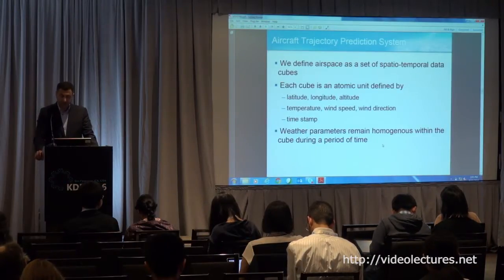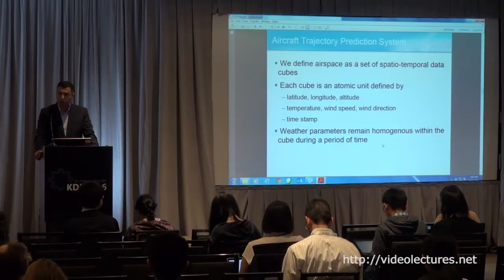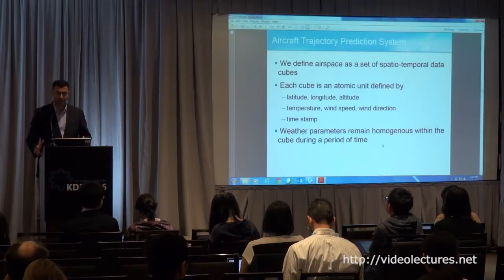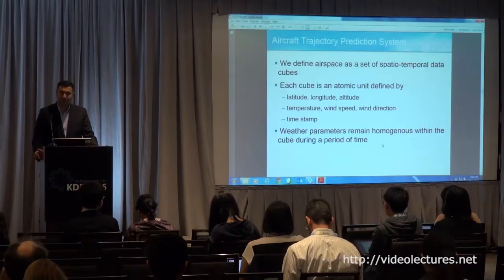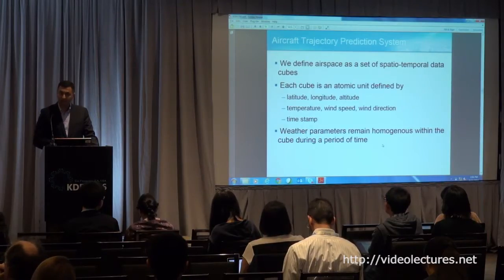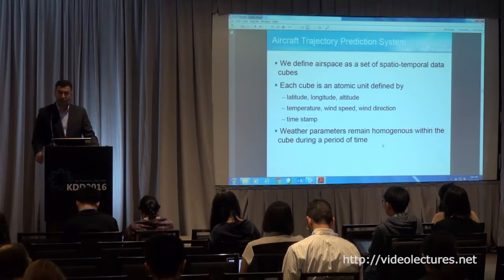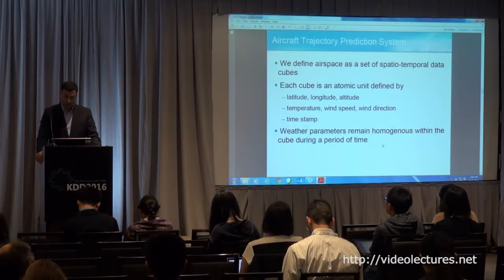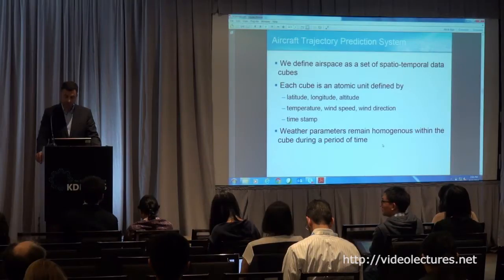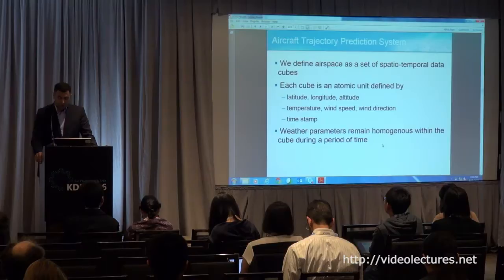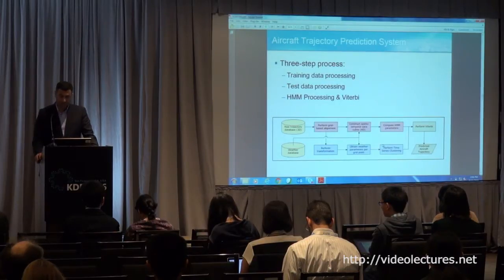In our approach, we define airspace as a set of spatio-temporal cubes, data cubes. Each cube is an atomic unit. You could consider it like a Lego. You stack up horizontally and vertically, and make up the airspace. Given that we consider these cubes as atomic units, we want to predict which cubes out of these many to pick, so that once connected to each other, we could predict the aircraft trajectory. Each cube is defined by latitude, longitude, altitude, temperature, wind speed, and wind direction, along with the time stamp. The weather parameters remain homogeneous within the cube during a period of time, and we'll talk about what the spatial and temporal resolutions are.